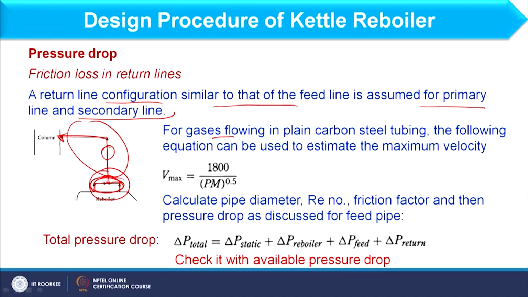For gases flowing in plain carbon steel tubing, the following equation can be used to estimate the maximum velocity. You can obtain that from this expression, and further we will find out the pipe diameter, Reynolds number, friction factor, and then the pressure drop as we have calculated for the feed pipe, right. So, the total pressure drop in the feed line, in the reboiler itself and the return line we can find as delta P total equal to delta P static plus delta P reboiler plus delta P feed plus delta P return, and delta P total should be less than the available pressure drop in the column. So, in this way we complete the design of the kettle reboiler.